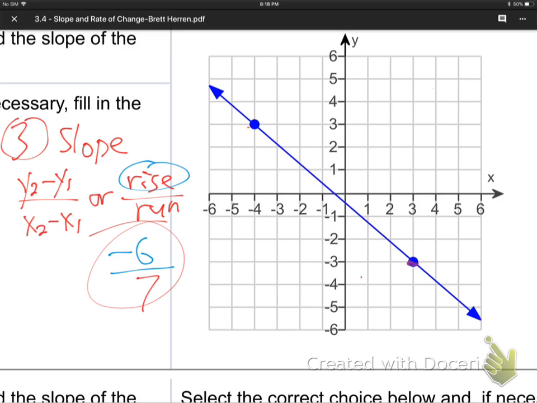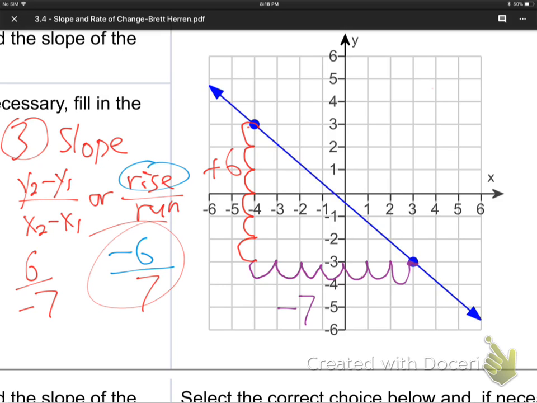So like I could start by going left. 1, 2, 3, 4, 5, 6, 7. That was 7 left. And then I can go up 1, 2, 3, 4, 5, 6, up 6. So that is rise 6 over run negative 7. Everybody see what I did there?